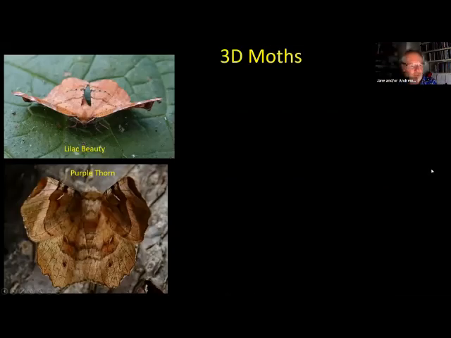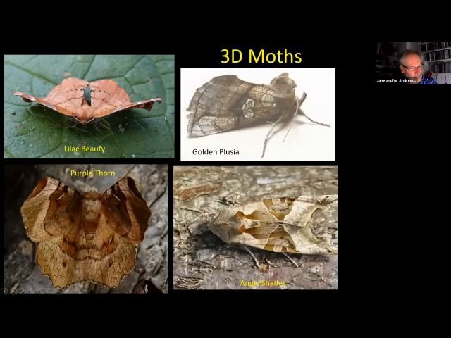And then we've got a few moths which go for 3D effects. We've got the lilac beauty trying to be a bunch of leaves. You can see how the wings are folded and crinkled. And the purple thorn, which rests like this with its wings sort of 3/4 open. Then we've got crested moths like the golden plusia. And we've got lumpy moths like the angle shades, again pretending to be a piece of wood.